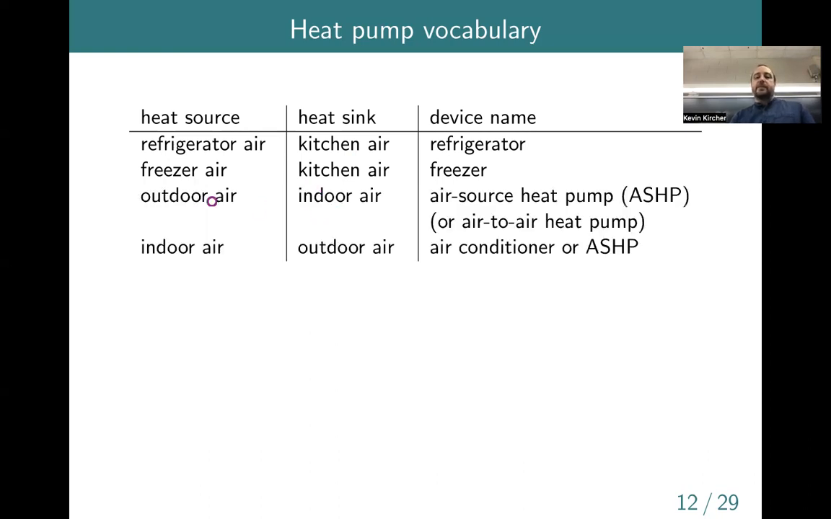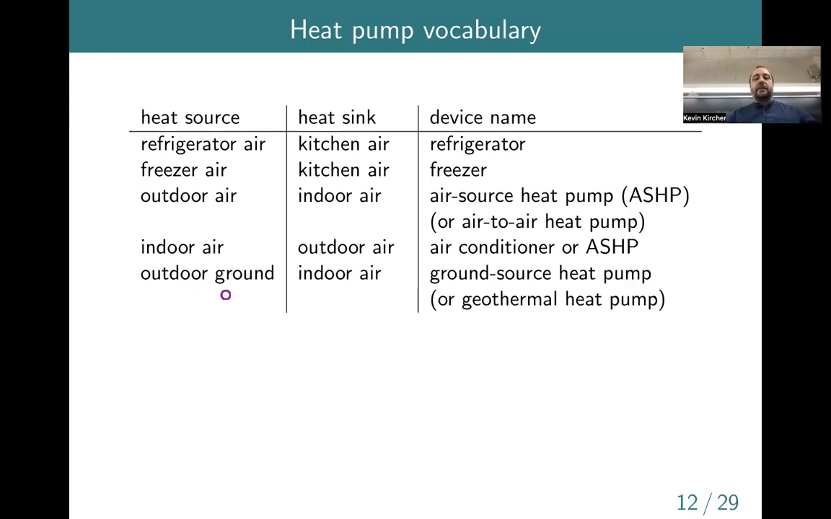And then, an air source heat pump uses the outdoor air as the source of energy and moves it to the indoor air. So we call that an air source or an air-to-air heat pump. And then if you run an air source heat pump backwards, you get an air conditioner. So you absorb heat from the indoor air and move it to the outdoor air.